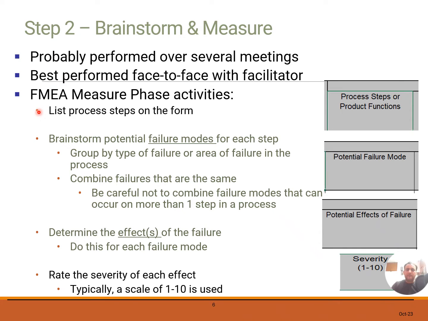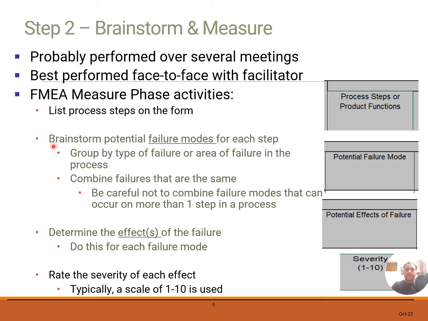First of all, list all the process steps on the form. The visual representation is important for a clear understanding of the workflow. Next, engage the team in brainstorming sessions over the meetings. During these discussions, identify potential failure modes for each and every step. Group these failure modes by type or area of failure within the process.